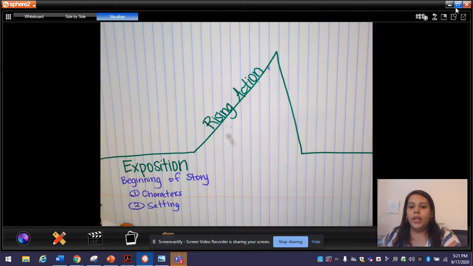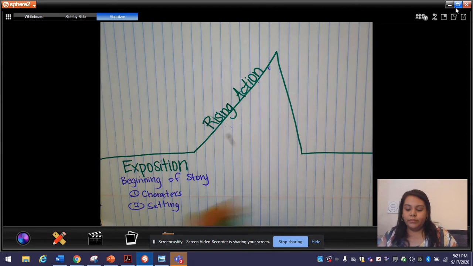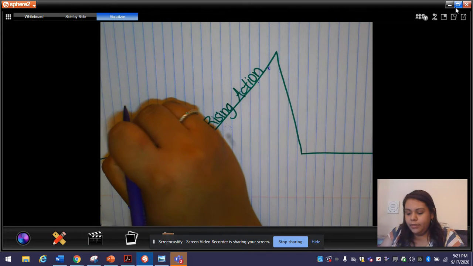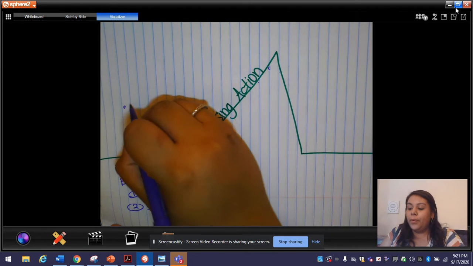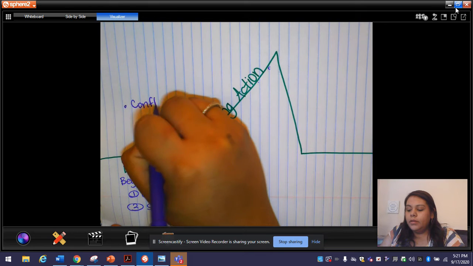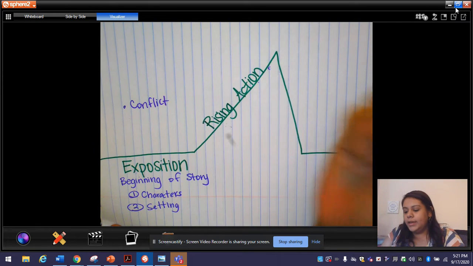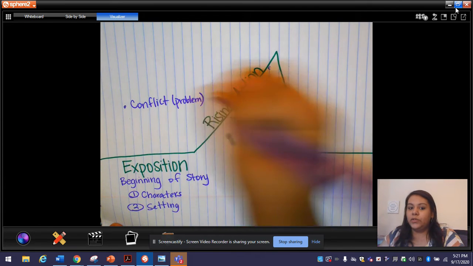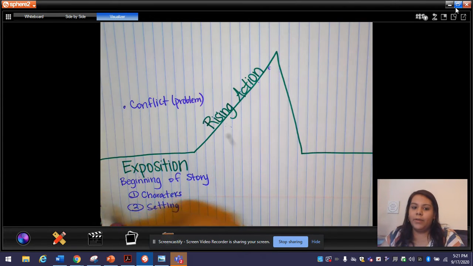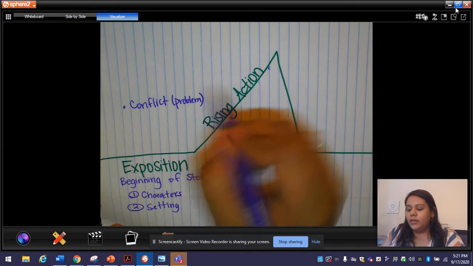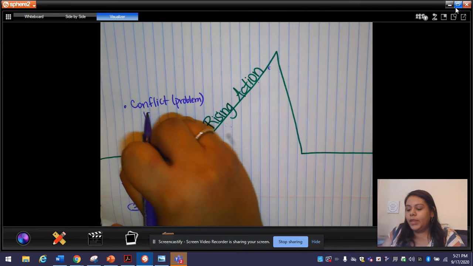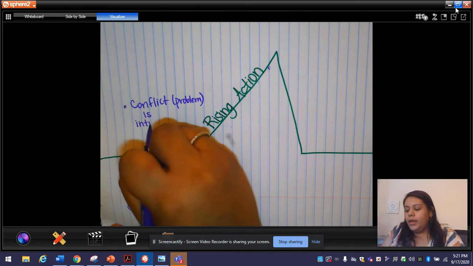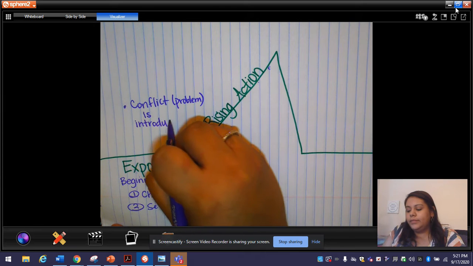And in the rising action of a story, something is introduced. What is that something? Our conflict, our problem. Okay, so I would write conflict, and I'm going to put problem in parentheses because this won't be tested as what is the problem of the story. It'll be what is the conflict of the story. So the conflict is introduced.